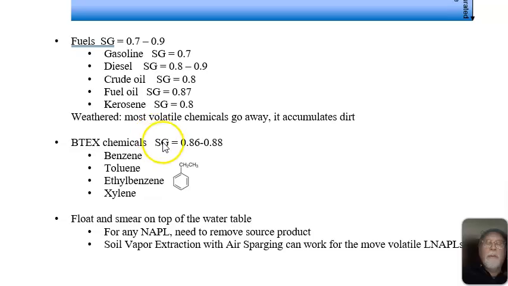And those frequently come up as chemicals of concern, or constituents of concern, contaminants of concern in LNAPL sites. And as I mentioned, they float and smear on the top of the water table. So for any NAPL, you need to remove the source to begin with. Otherwise, it's going to be a long-term source, just dissolving out forever and ever.